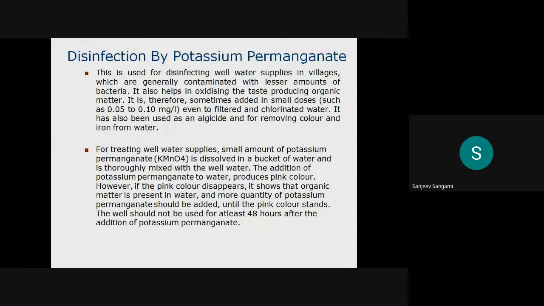Okay, then disinfection by potassium permanganate. We'll have the discussion in the next class.